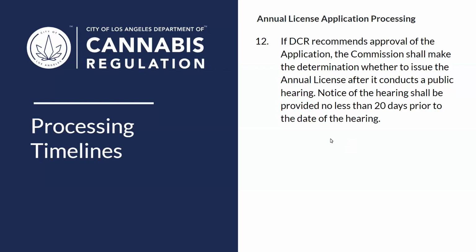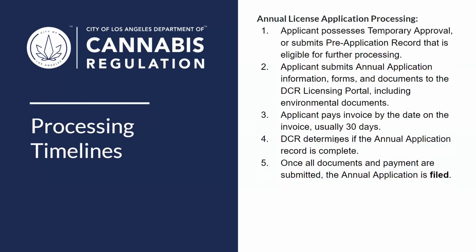Now, I'm going to go back a couple of slides just to quickly run through this for all of the activity types other than the retail storefront. So for every other commercial cannabis activity, basically 1 through 5 are all of the same with the retail storefront on-site sales application type.